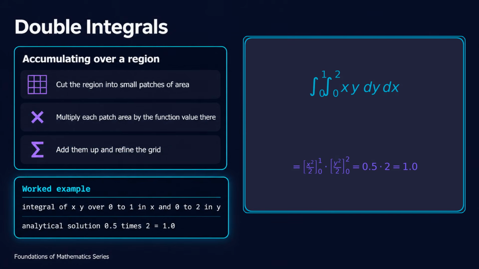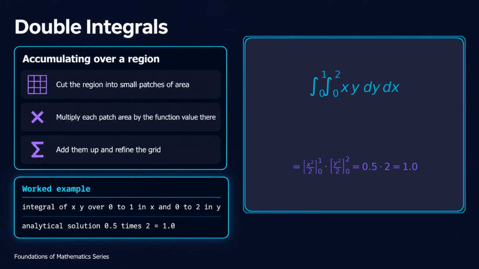Now we run the chapter in the other direction and generalize integration. In Chapter 2, we accumulated over an interval by cutting it into strips. Here we accumulate over a two-dimensional region by cutting it into small patches, multiplying each patch area by the function value there, adding them up, and refining the grid. The result is a double integral.